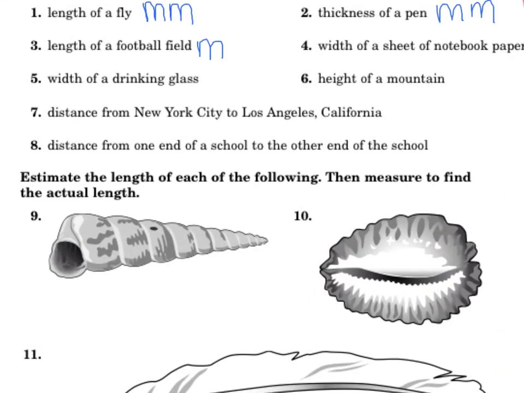Okay, the width of a sheet of notebook paper. What would that be? You would measure those in centimeters. What about the width of a drinking glass? Again, it's centimeters. Meters are too big. You wouldn't want to use a meter stick for that. What about the height of a mountain? Can you imagine measuring the height of a mountain with dimes? No, you would want to use meters.